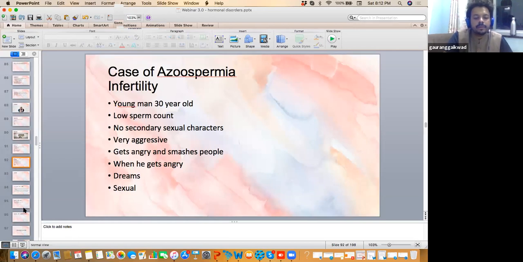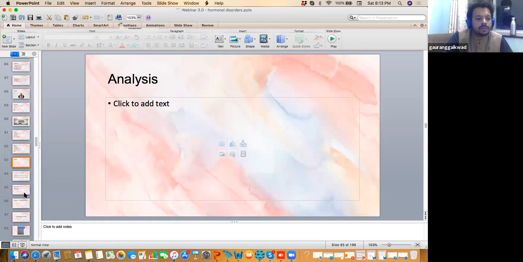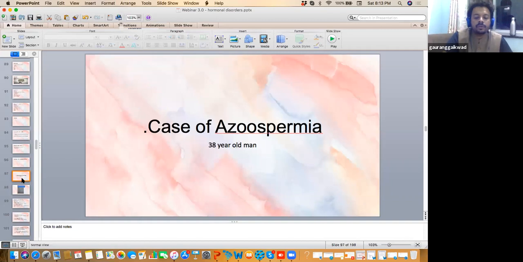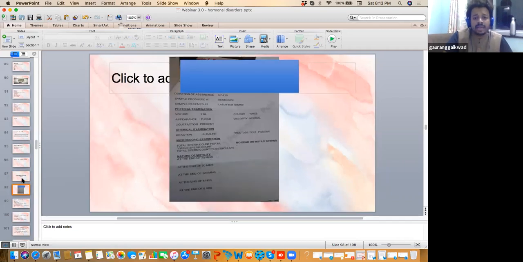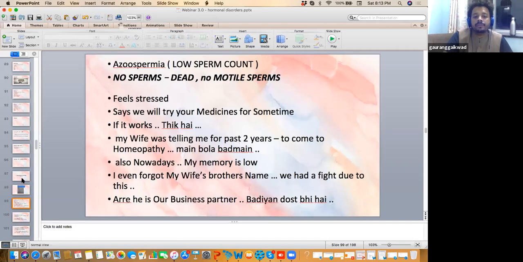Okay. Let me very quickly do one more very quick case. A 38-year-old man with azoospermia, almost no sperms. And the thing about him was, again, infertility. And infertility has beautiful results in homeopathy, even male, female, thyroid.